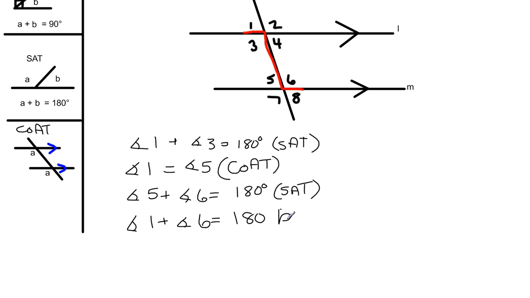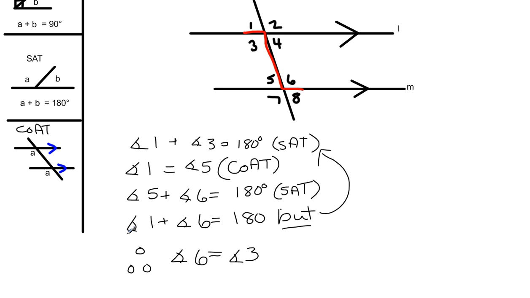But angle 1 plus angle 3 equals 180 degrees. Therefore, the only thing that angle 1 can add to is the exact same number to make 180. Angle 6 has to equal angle 3.